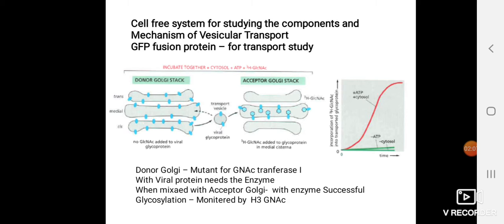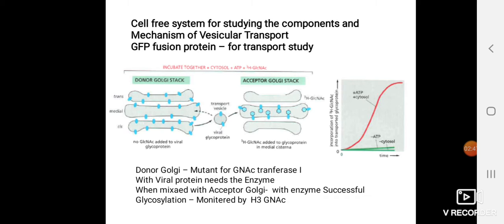So what they have done is they incubated the Golgi complex together with a little amount of cytoplasm as well as ATP and N-acetyl glucosamine, which is tritiated, radio labeled. They incubated only the mutant Golgi complex, and what they found is there was no protein glycosylation because of that mutation in the enzyme.